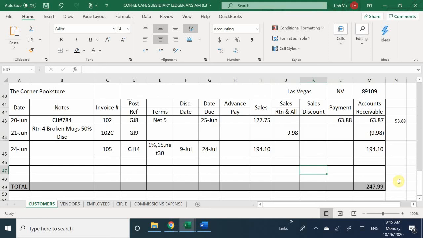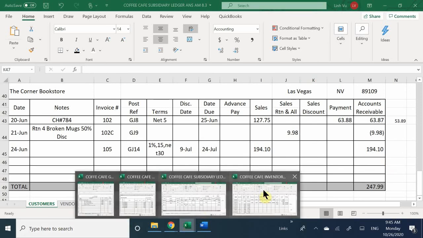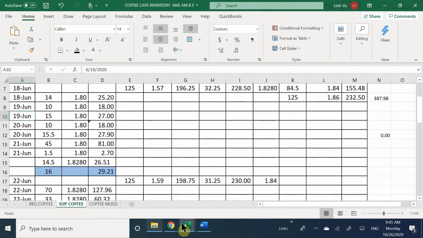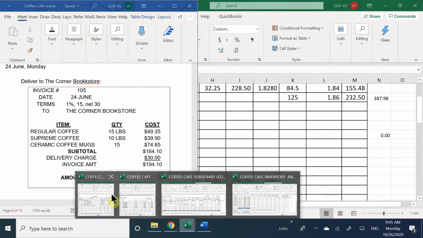What is next? Cost of goods sold, inventory. So here, did you want to do the journal or the inventory worksheet first? I have the figures. If you want, you can do the journal. Oh, you want to do the journal? Okay.